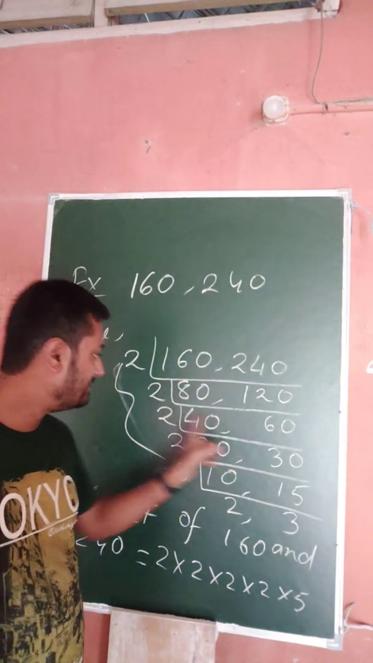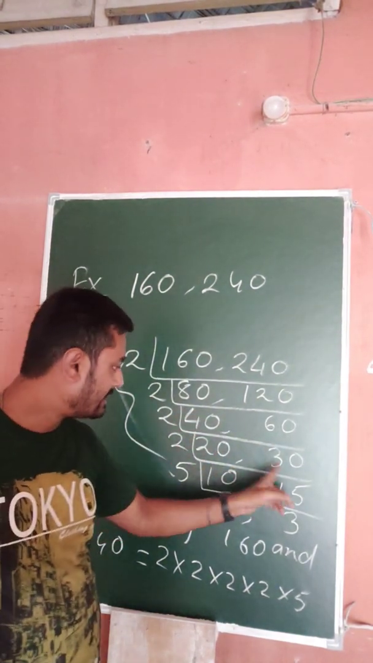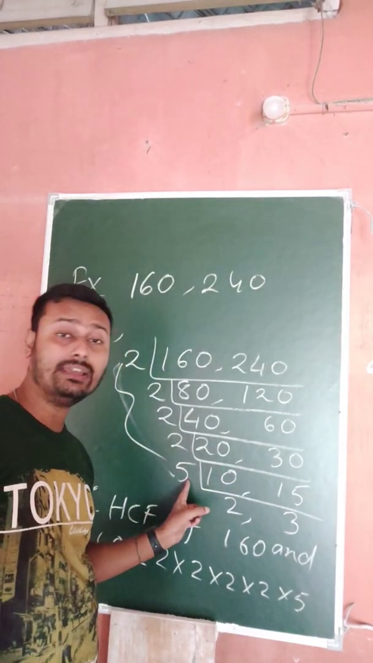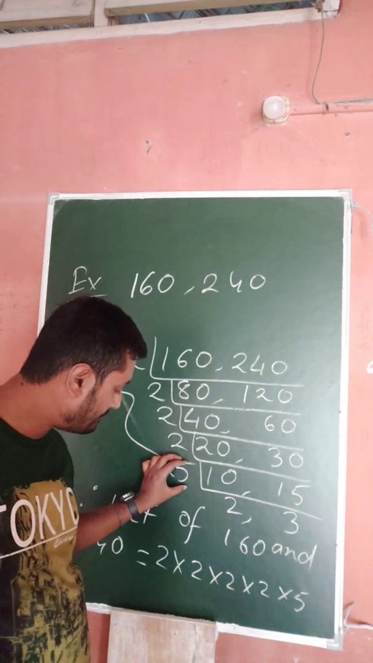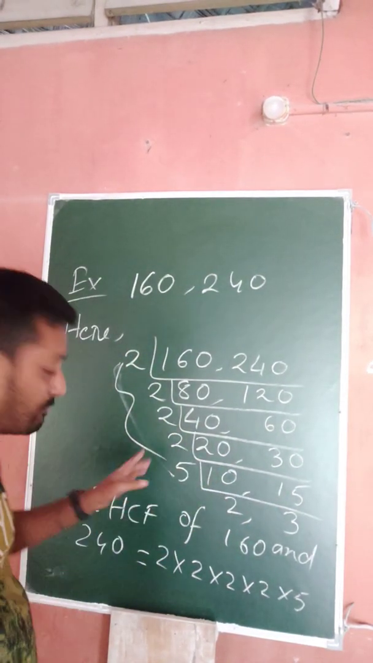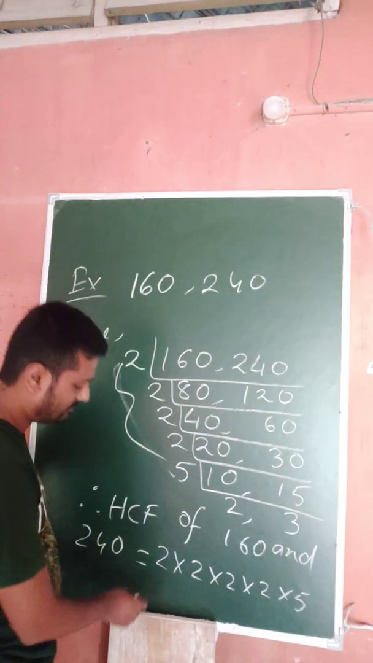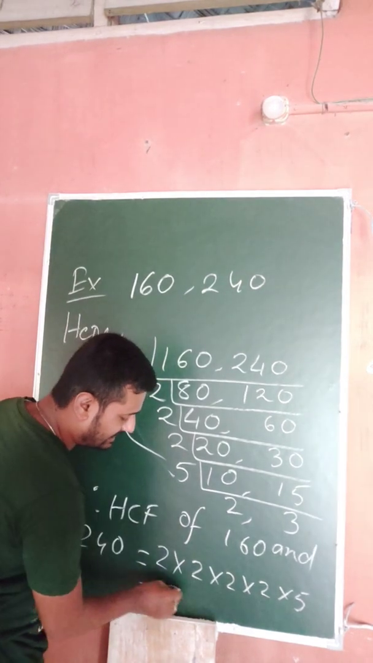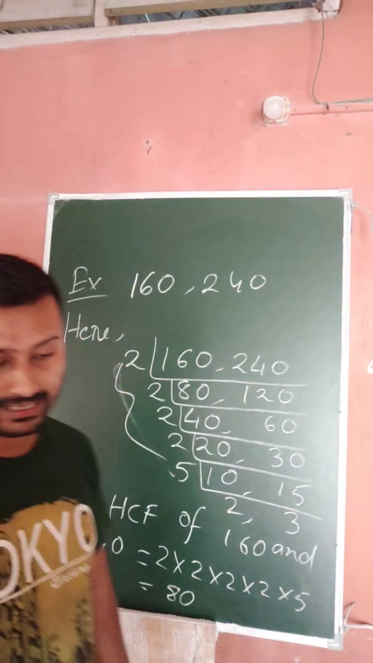Again 40 and 60 divide by 2. Again 20 and 30 divide by 2. Okay, now remaining number 10 and 15. 10 and 15 divide by 5. 5 is a common factor of both 10 and 15. Okay, that means up to this you have to multiply. Okay, 2 twos are 4, 4 twos are 8, 8 twos are 16, 16 fives are 80. So 80 is your HCF.